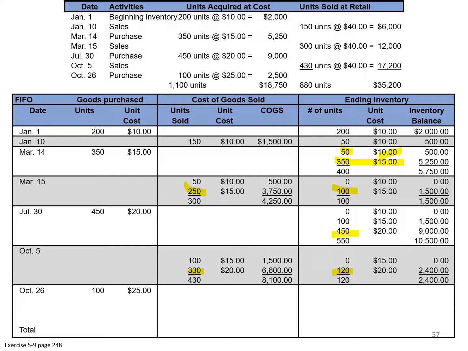Then on October 26th, we made another purchase of 100 units. So we have 120 left at our $20 price point, plus our 100 that we just bought at our $25 price point, which means we have total cost of goods sold of $13,850, which is our $1,500 plus our $4,250 plus our $8,100, and total ending inventory of $4,900. Okay.